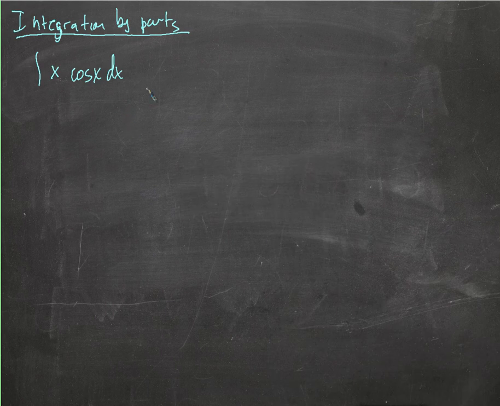All right, so I'm going to introduce this idea of integration by parts. And here's an example of a function we would want to use integration by parts on. So we can't do it yet. We're going to have to develop a formula for this. If this looked like even x cosine x squared, then it would be doable with what we already know. But that's not the case.